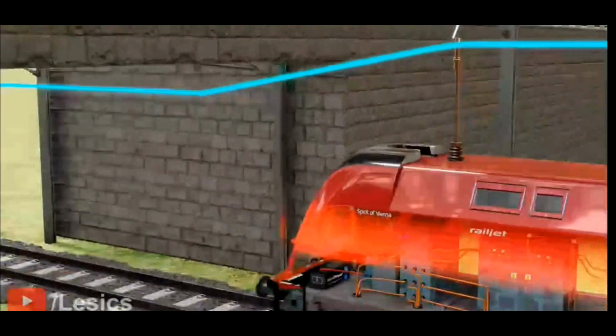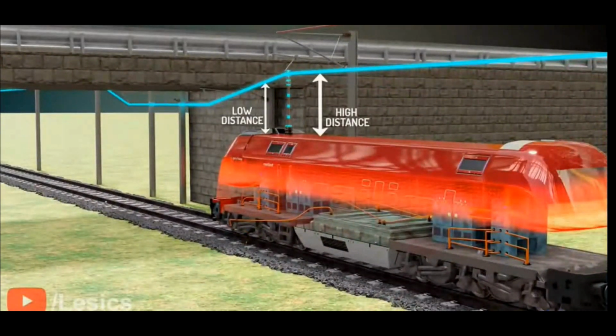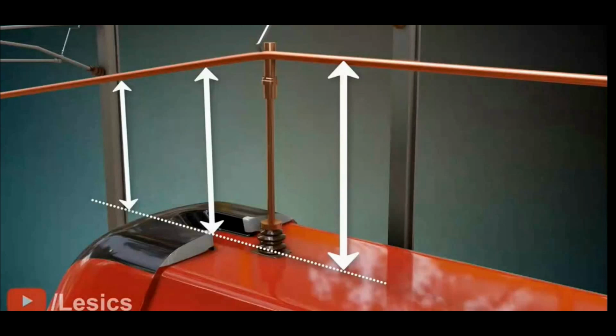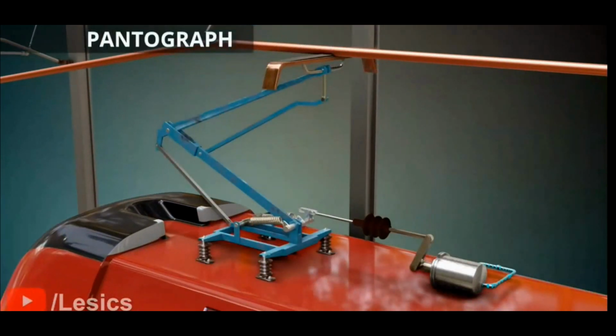However, this method is not practical. Sometimes it is not possible to keep the distance between the train and overhead line the same, which means for proper power collection, a height-varying mechanism should be used. Pantographs accomplish this task. A modern pantograph looks like this.